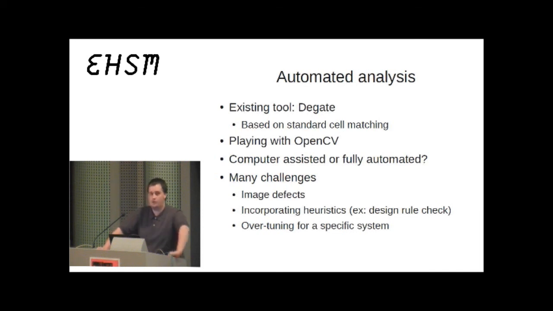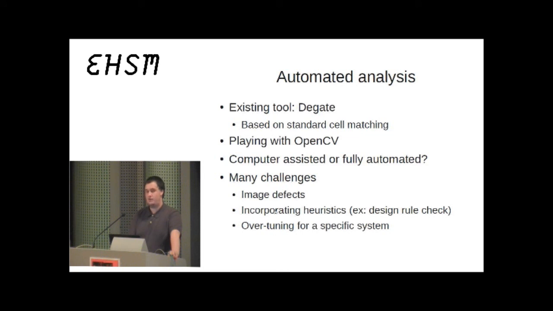There's an existing tool called Degate that works on the so-called standard cell-based ones, but does not work on the typical ones like you'd find on older chips, which are all hand laid out. I've also had a few problems with stability with Degate, but it's something I'd like to play with a little more. Also, one reason is that I didn't understand the algorithms behind it, so I'm learning OpenCV to try to help me figure out how those image matching algorithms work so I can better apply it.